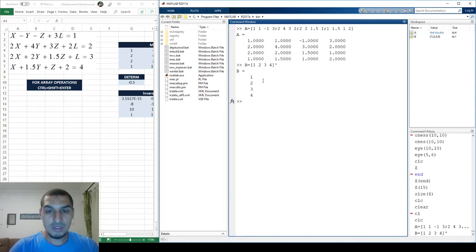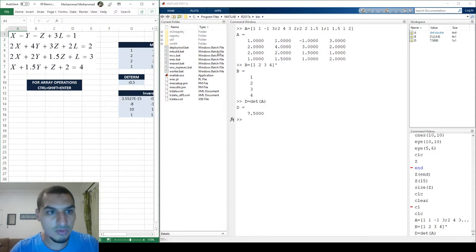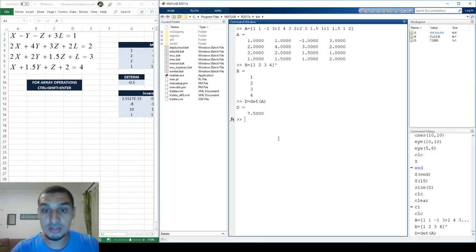And then we need to get the determinant. So to get the determinant, I'll call it D. It's det of A, which is 7.5. I think there's something wrong. It's 1. Oh, there's -1 here. So it's a good mistake that I did. This should be -1, not 1.